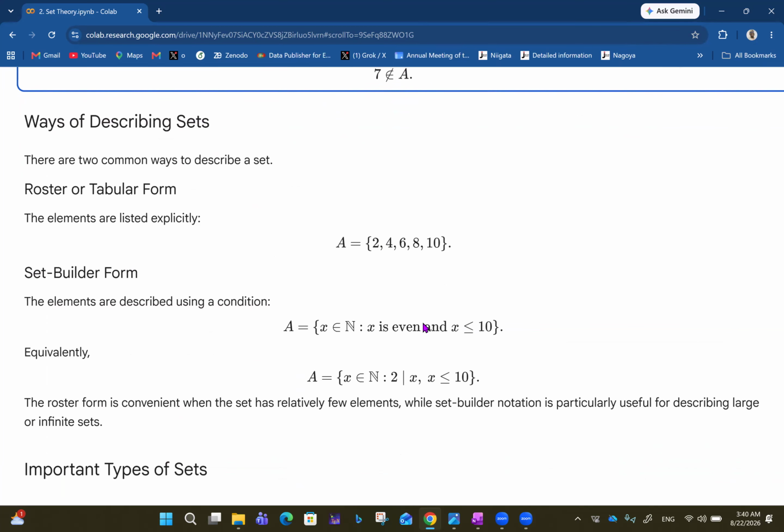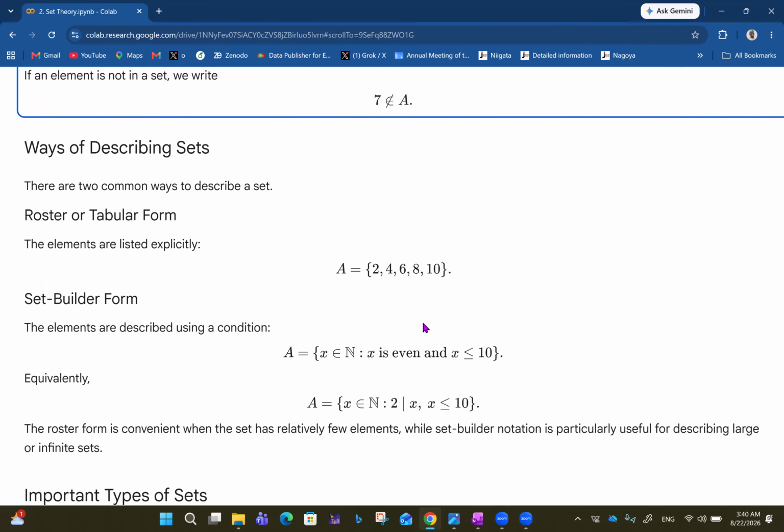Then we have ways of describing sets. There are two common ways to describe a set. We have the roster or tabular form, where the elements are listed explicitly. So you have set A, and that's 2, 4, 6, 8, and 10. That's a roster or tabular form. So you list out everything explicitly.